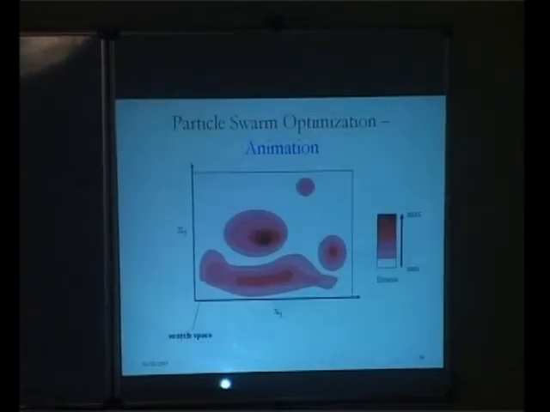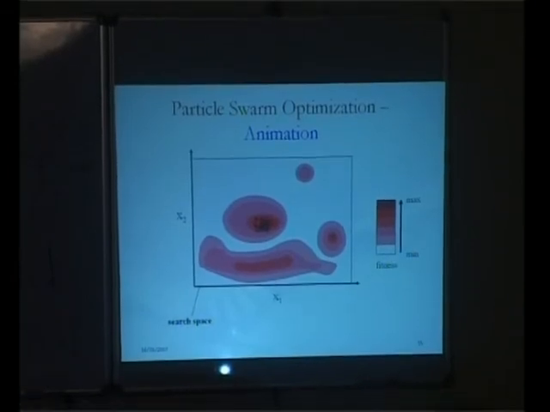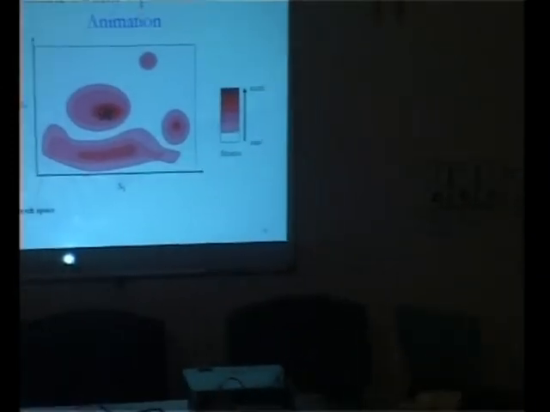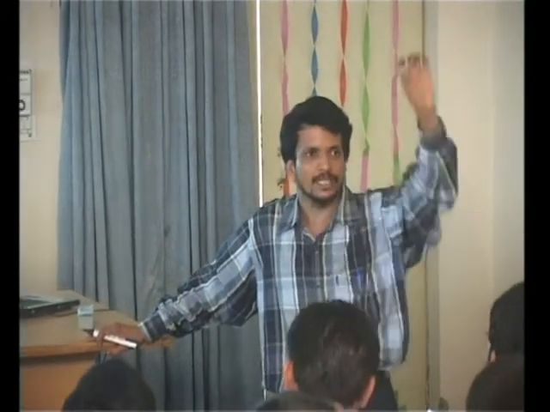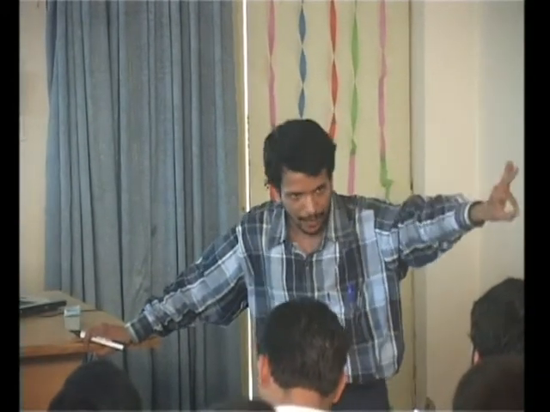So now the question is, here all the particles will converge towards the global, whereas in the case of GA, only a single particle or single chromosome is getting towards the global.